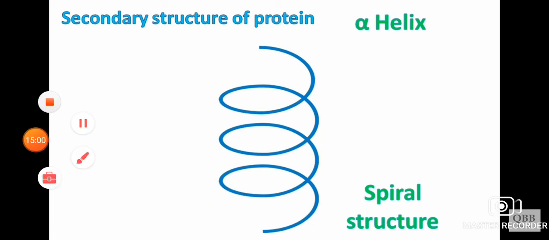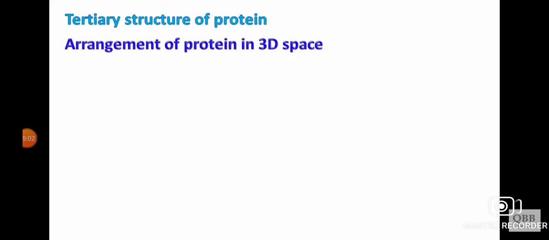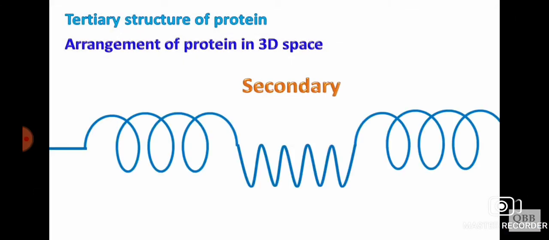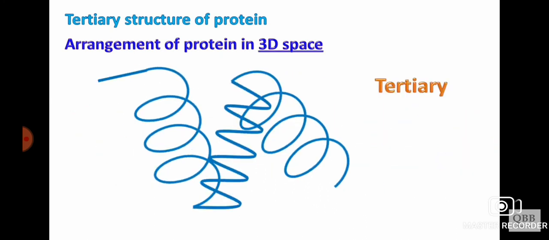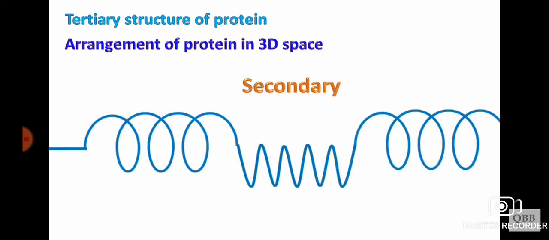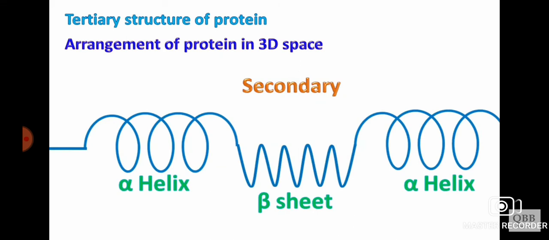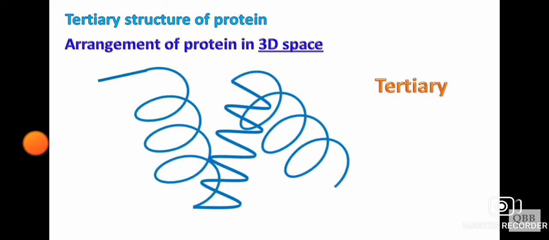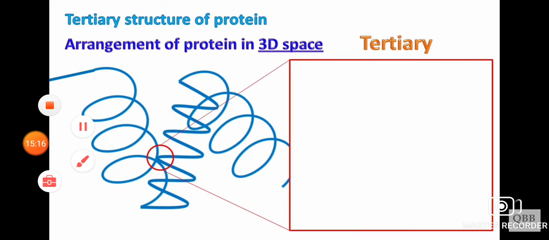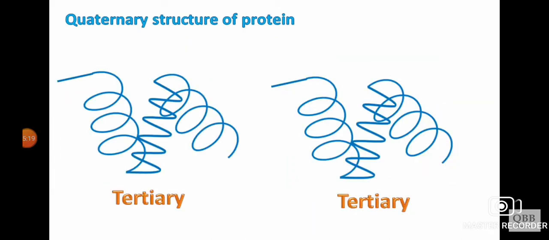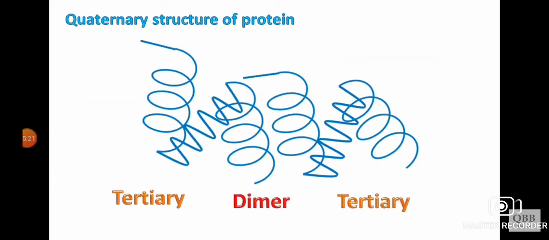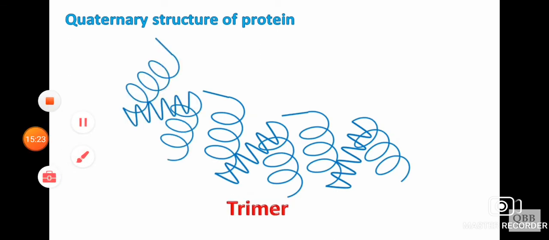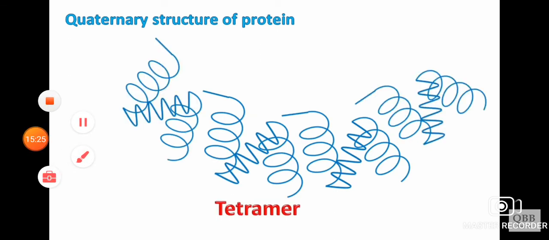Is it clear? This is the tertiary structure of proteins. So primary structure you know, secondary structure you know, and the arrangement of proteins in 3D space is called the tertiary structure. You can see here it is getting folded in 3D, and now it is the tertiary model, or tertiary structure.